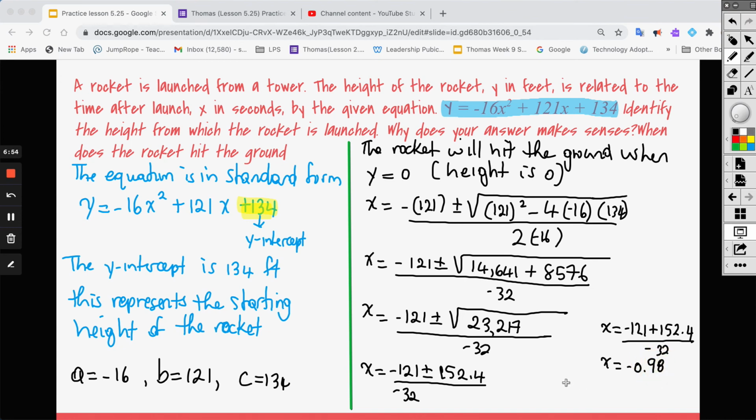And when the square root is negative, x is equal to negative 121 minus 152.4 divided by negative 32, and that turns out to be 8.545. So the rocket will hit the ground when the time is positive, so there can only be one answer, which means it hits the ground at 8.545 seconds.